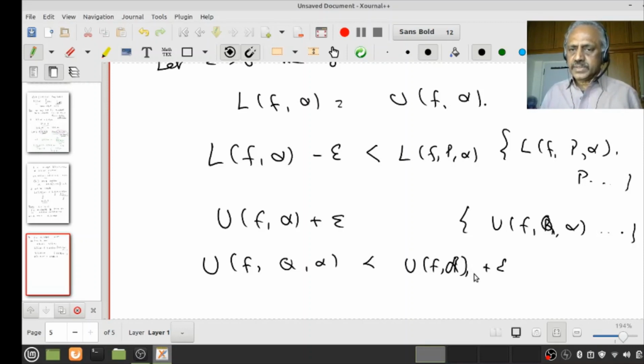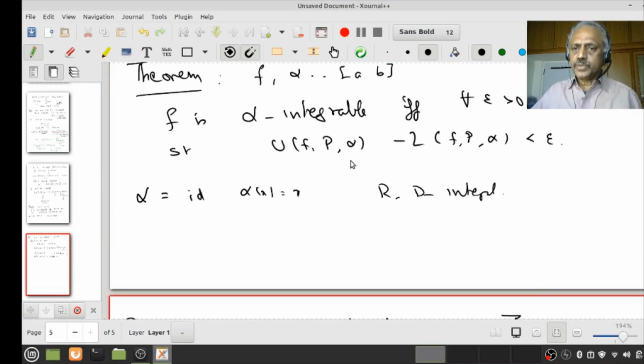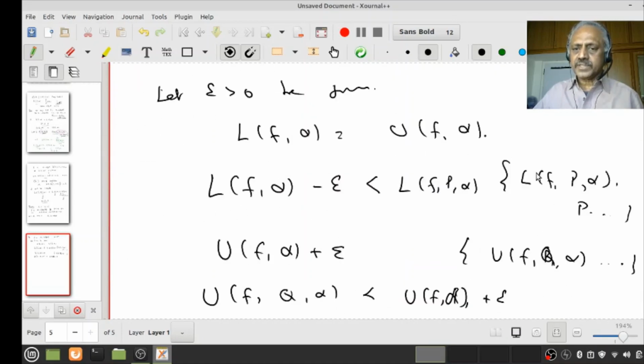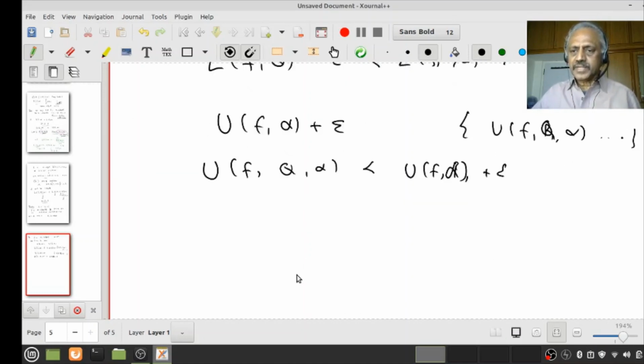You understood this? Okay, what am I supposed to prove? Keep that in mind. I want to say there exists a partition P so that UFP alpha minus LFP alpha is less than epsilon. Okay, so I have to find a partition. Now for this epsilon, for the lower sum I got a partition P, for the upper sum I got a partition Q. Okay, it may be a good idea to have a picture.